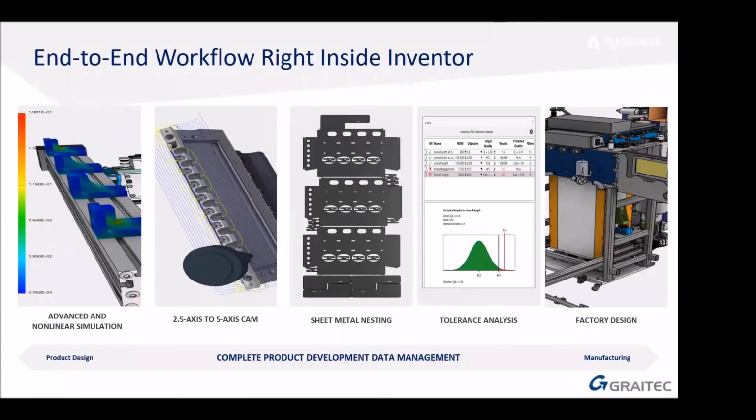So first off, we now have end-to-end workflows inside of Inventor. If you've been using Inventor for a long time, you'll remember 10 years ago, for instance, Inventor was a little bit of a silo. It now works across a whole load of different places in manufacturing. We can now do advanced nonlinear simulation with Nastran and CAD. We have the ability to do 2.5 to 5 axis CAM. We can do sheet metal nesting. We can do tolerance analysis, and we can do factory design, all inside of the one tool set.